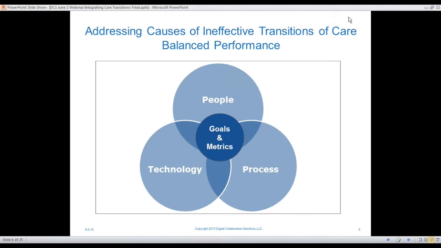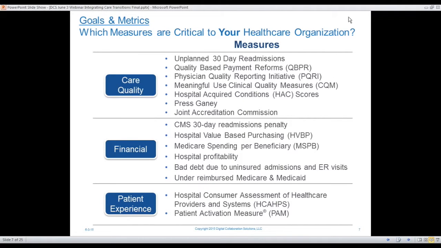So let's start with that inner circle right here, goals and metrics. And the first question you want to ask is which measures are critical to your healthcare organization? And we look at those through the AAA model of quality of care, financial impact, and patient experience. And we lay out here some of the critical measures that organizations are following and watching and often being judged on or that have financial impact.